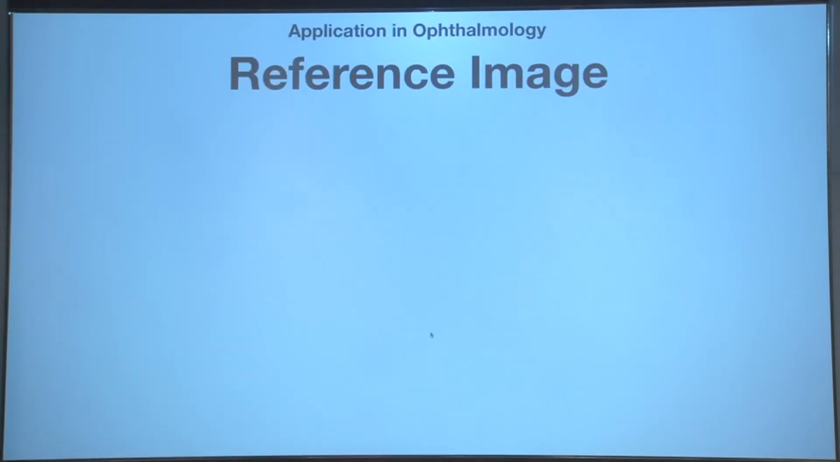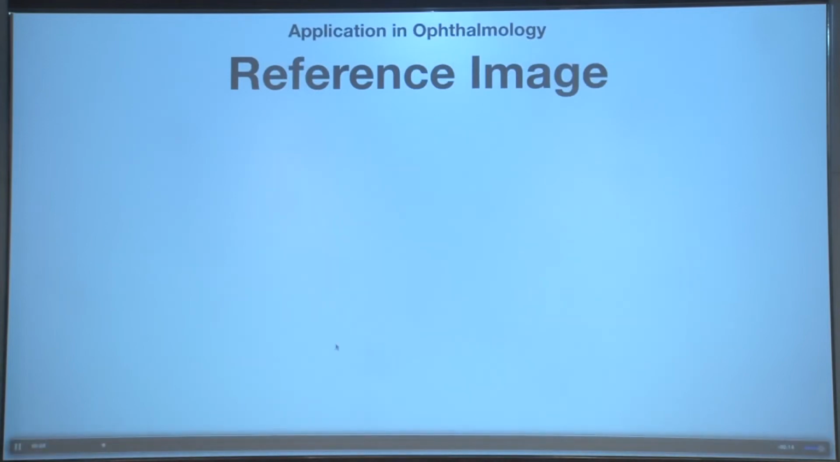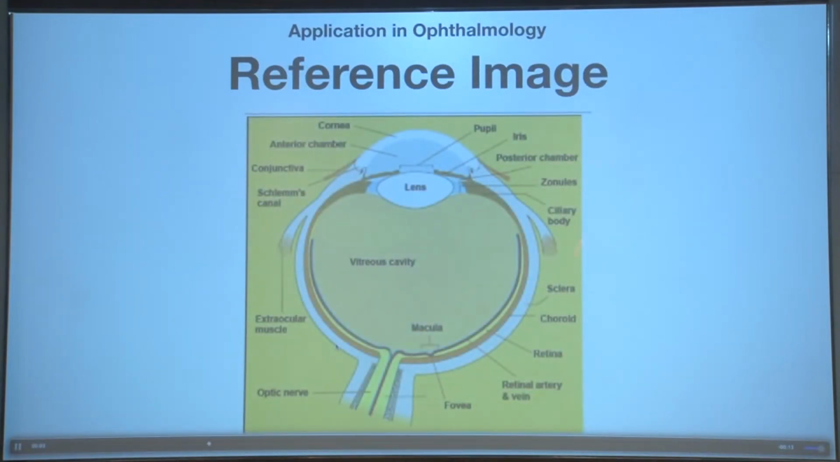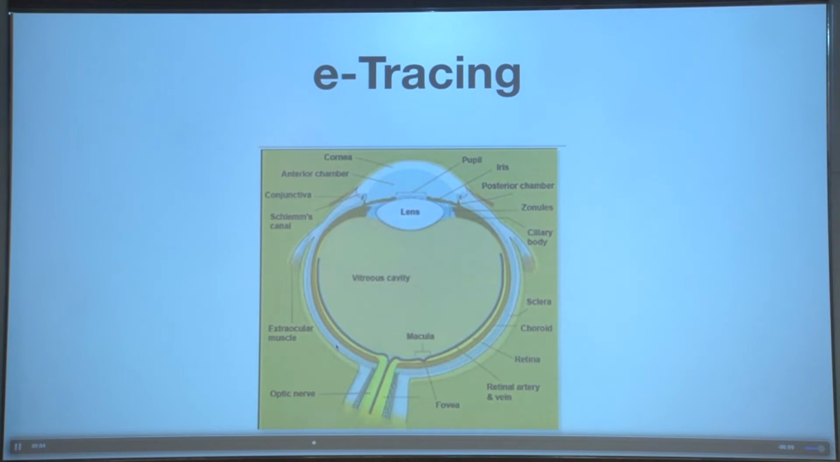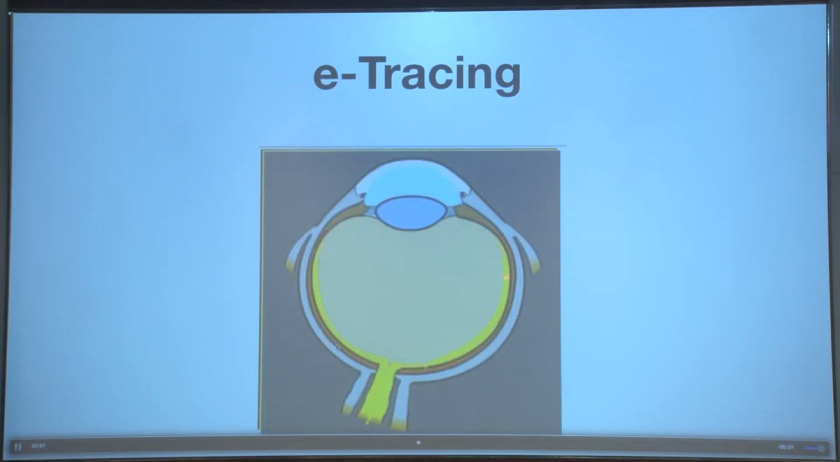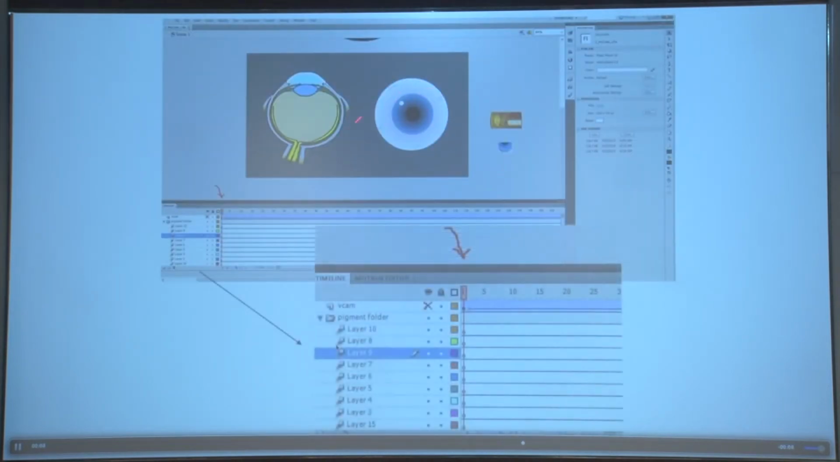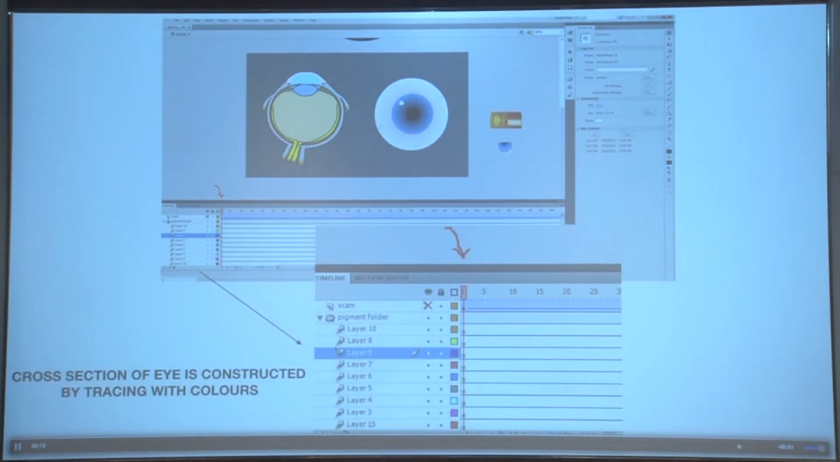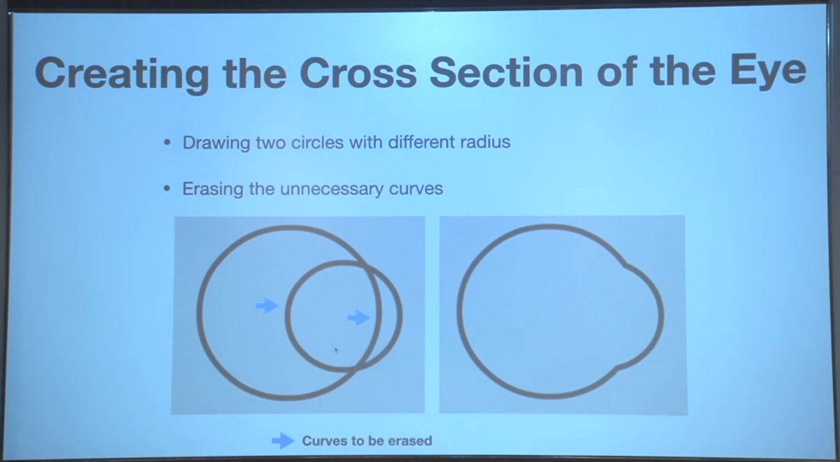So in ophthalmology, what we started doing was taking reference images. You take a reference image and you can create your own imaging canvas by giving a color to it, a yellow color, an orange color for the choroid, and white for the sclera. You can choose your color layering. Once you have created your own ophthalmic cross section, it can be done that way, or you can draw two circles and erase these blue arrow areas and you'll get the cross section of the eye.